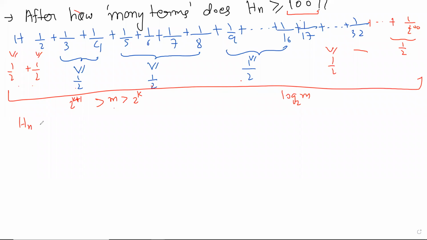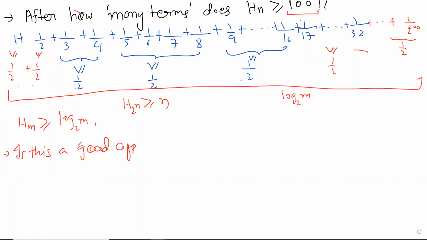So so far, we have this: HM is roughly equal to this. Or if you want to keep it in the other form, you can just keep it in this form also. Both are more or less the same thing. The question now is, is this a good approximation? Obviously, we'll have to define what good means.